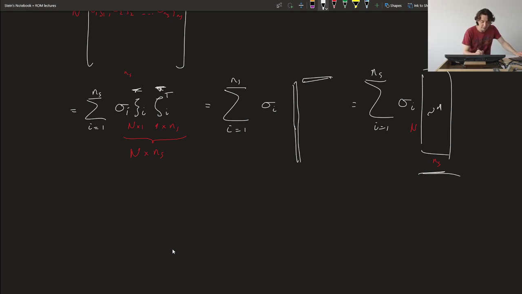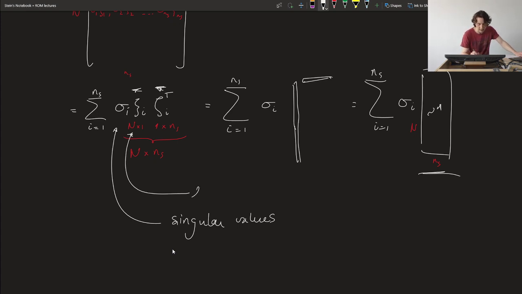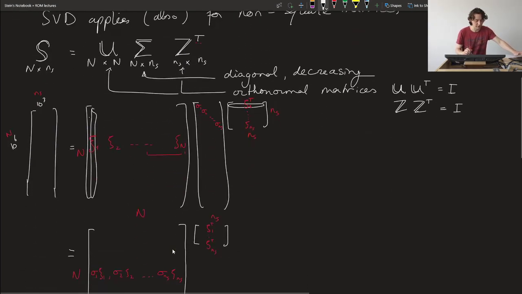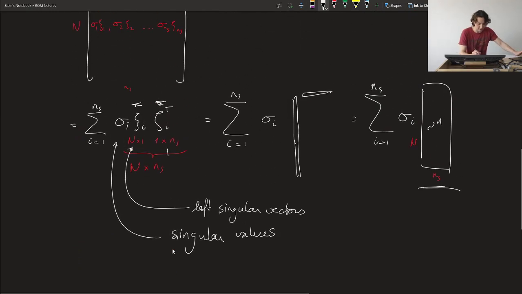So the terminology that we have for this is that these are the singular values of the matrix. They carry the weight of each of the individual xi's and zetas. These are the left singular vectors, left because they're from the matrix on the left. And these are the right singular vectors. So that's why this is a singular value decomposition.